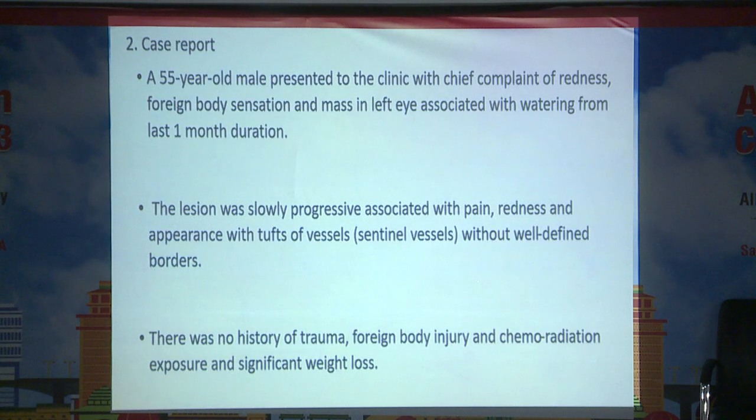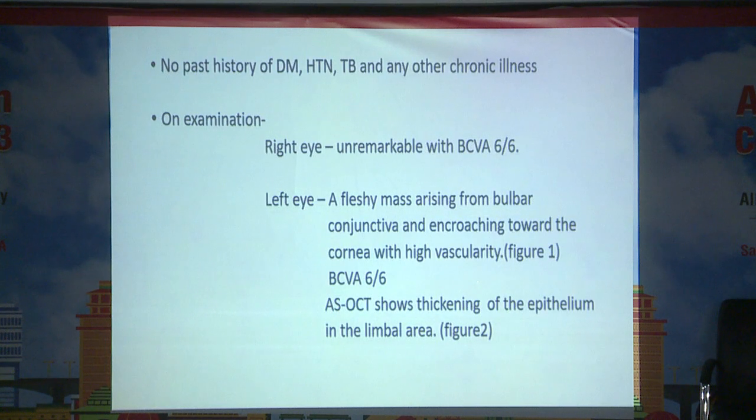A 55-year-old male presented to the clinic with chief complaints of redness, foreign body sensation, and a mass in the left eye associated with watering for the last 1 month. The lesion was slowly progressive, associated with pain, redness, and appearance of a tuft of vessels, mainly sentinel vessels, without well-defined borders. There was no history of trauma, foreign body injury, chemoradiation exposure, or significant weight loss, to rule out any significant systemic disease.